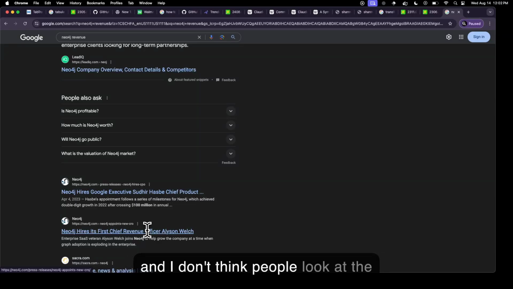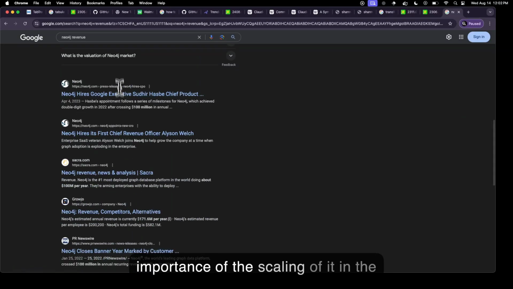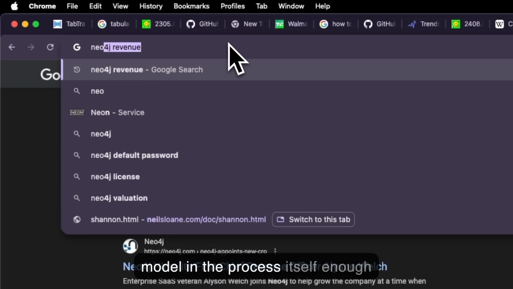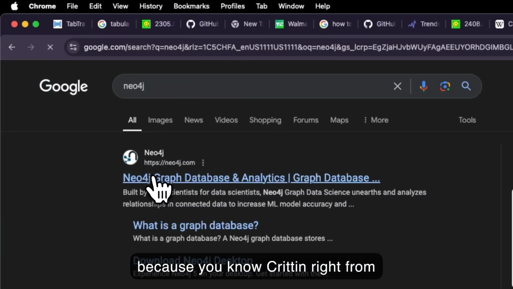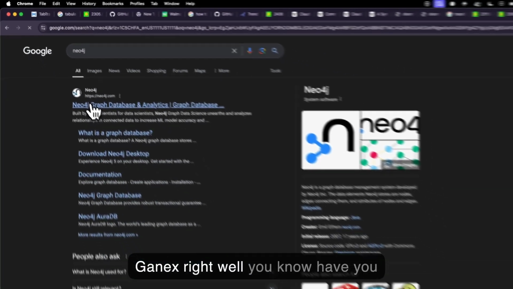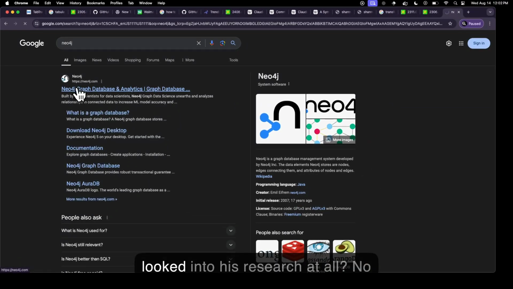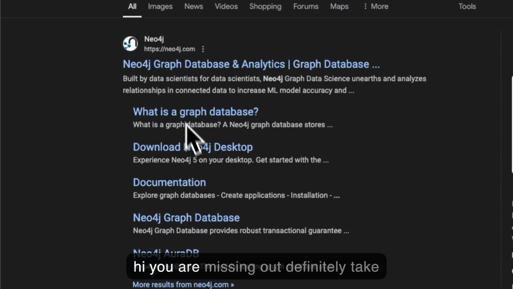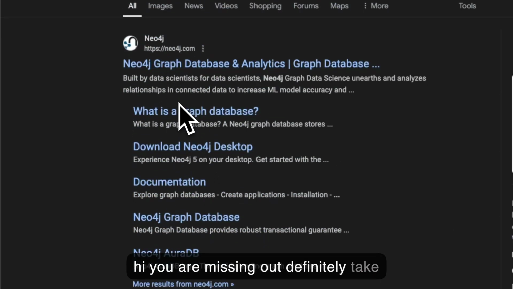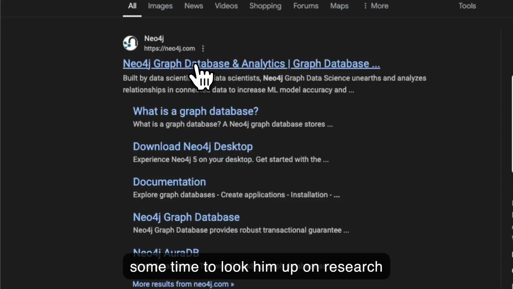And I don't think people look at the importance of the scaling of it in the model, in the process itself enough. Because you know Critton, right? From Yanix. Mm-hmm. Right. Well, have you looked into his research at all? No. Oh, hi, you are missing out. Definitely take some time to look him up on ResearchGate and look into their stuff.